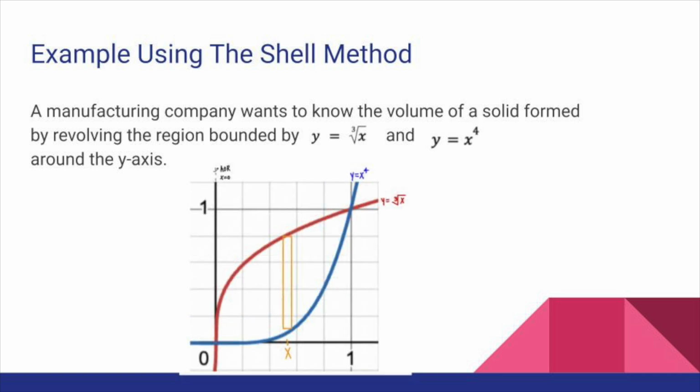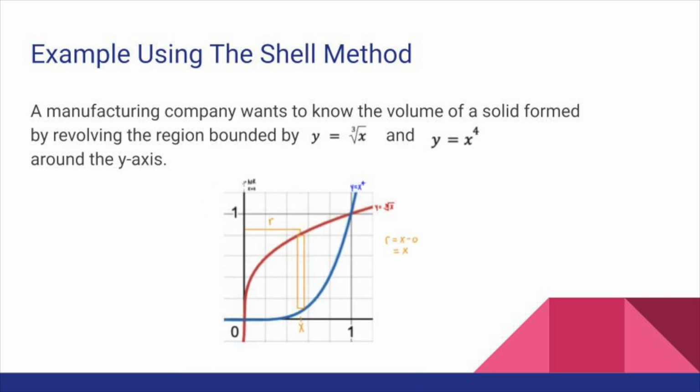Since we already labeled the known information, it is now time to draw a representative rectangle that is parallel to the axis of revolution. In this case, the rectangle is parallel to the y-axis. It is also important to label the x-coordinate of the rectangle, which is x.